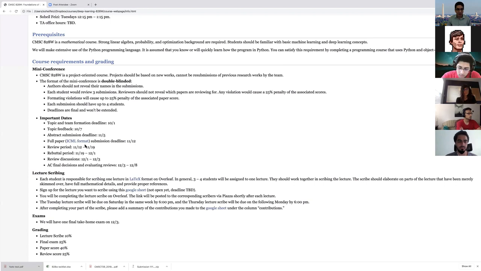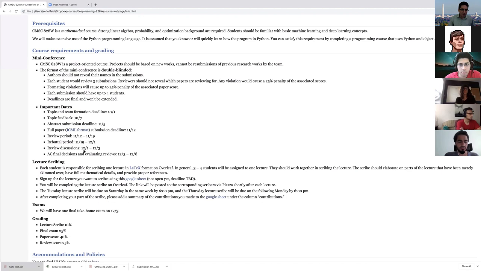Then the review period will start right after that. You'll be assigned three papers in groups, and you'll review these papers. After that, we'll have a rebuttal period. We'll reveal these reviews to the authors of the papers, and have them write responses to the comments raised by the reviewers. After that, we'll have a couple of days for discussions among reviewers. And then ACs, which will be my TAs and myself, will finalize the scores for each paper and also evaluate reviewers.